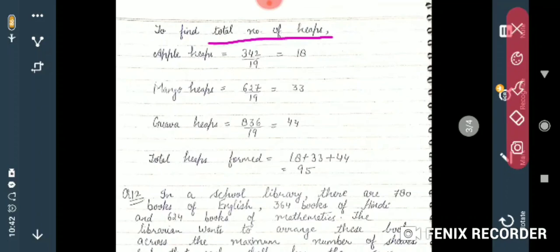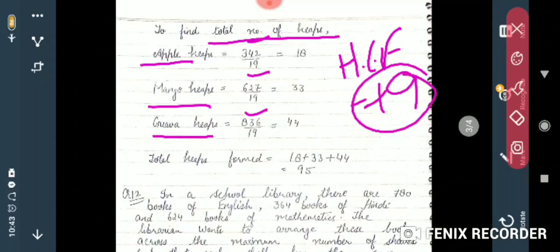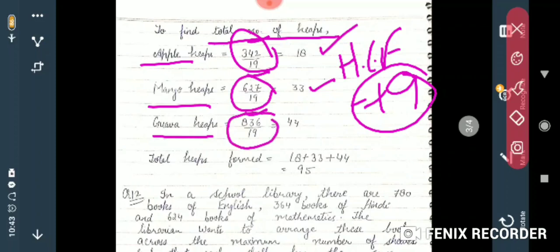To find the total number of heaps, how many apples are there? 342. Mango 627. Guava 836. What was our HCF? Our HCF was 19. Just divide these by 19. If you divide 342 by 19, you will get 18. If you divide 627 by 19, you will get 33. And if you divide 836 by 19, you will get 44.